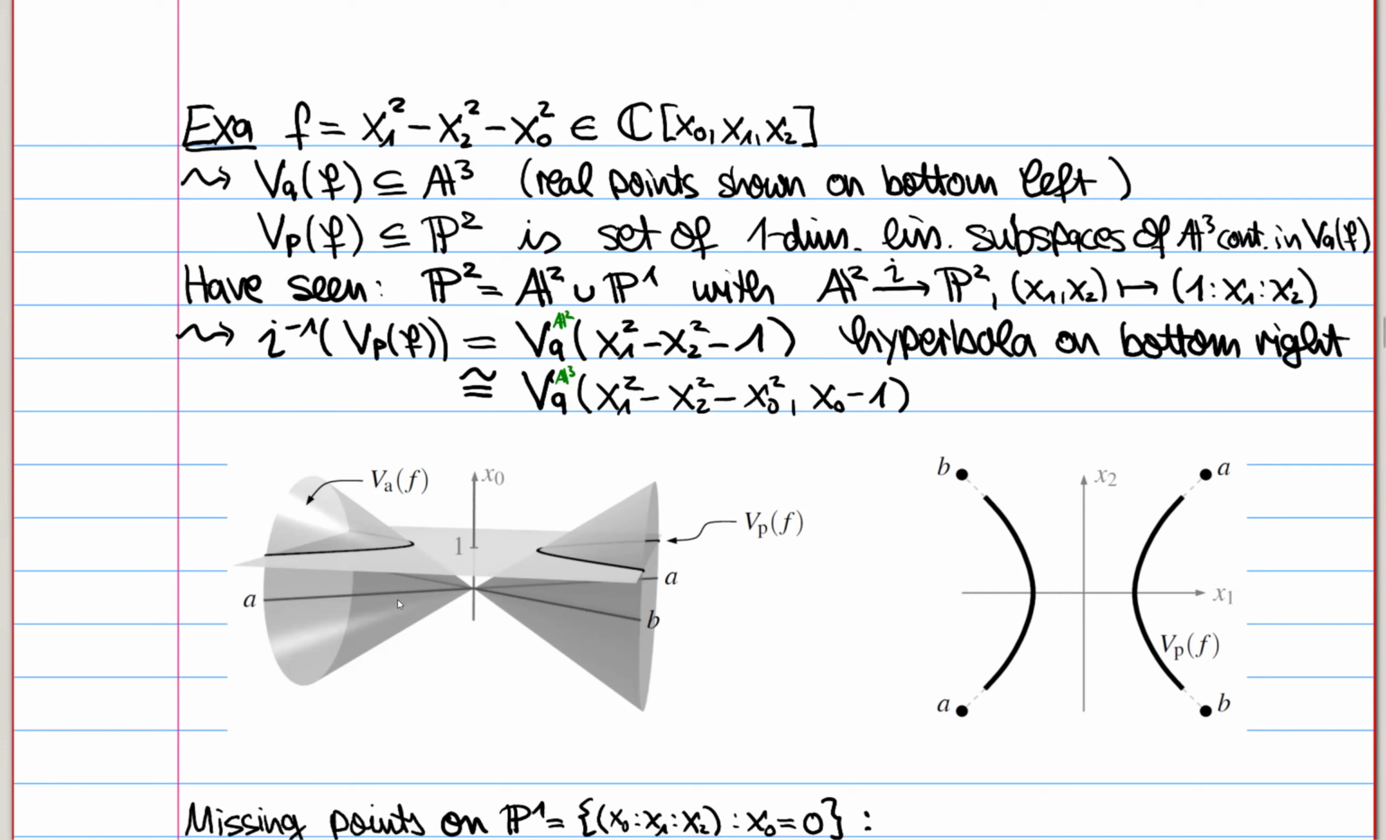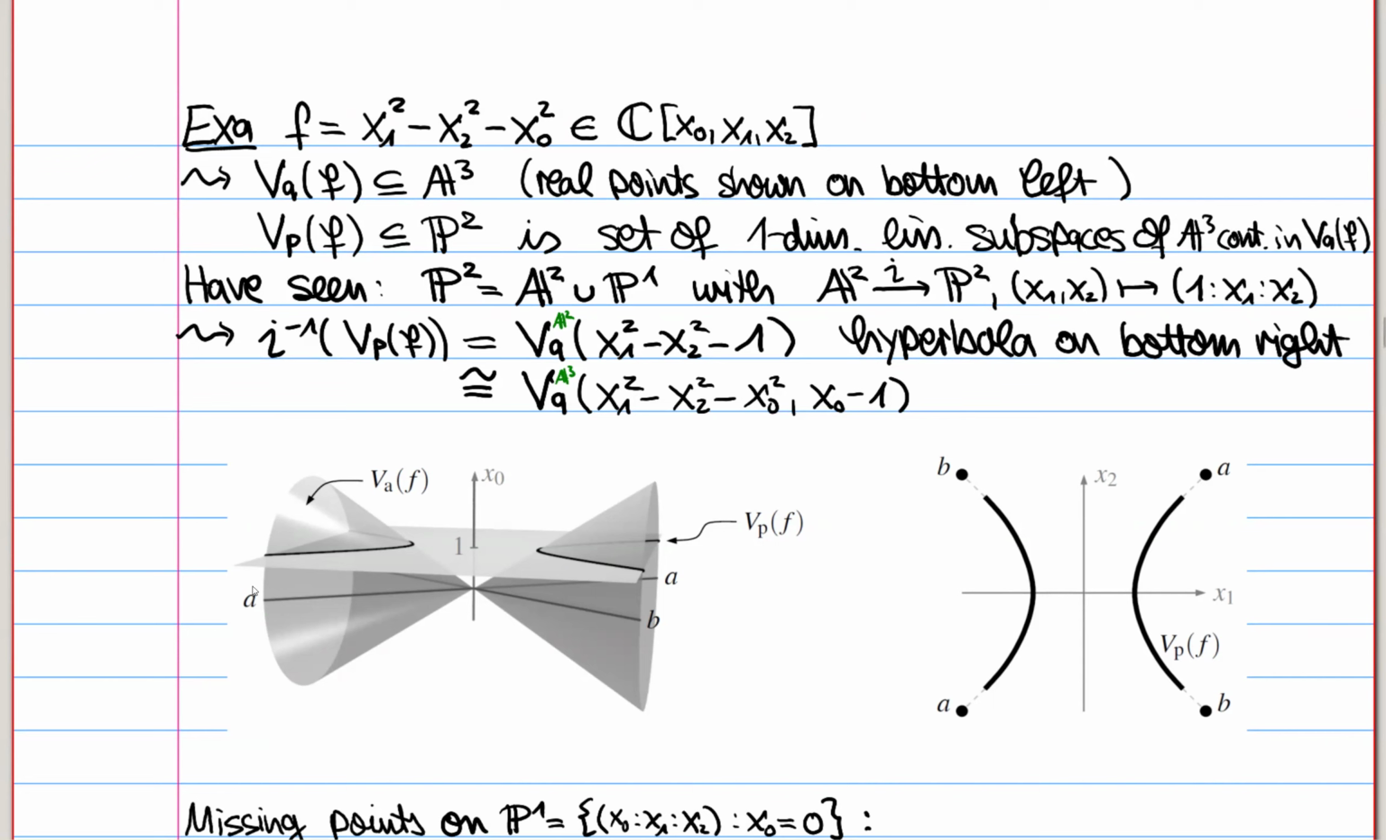And here, copied from Gathmann's notes, is the picture of real solutions of this. And what you can see, this equation says basically x0 squared plus x2 squared is equal to x1 squared. So if you fix a value of x1, then this is just a circle of radius absolute value of x1.